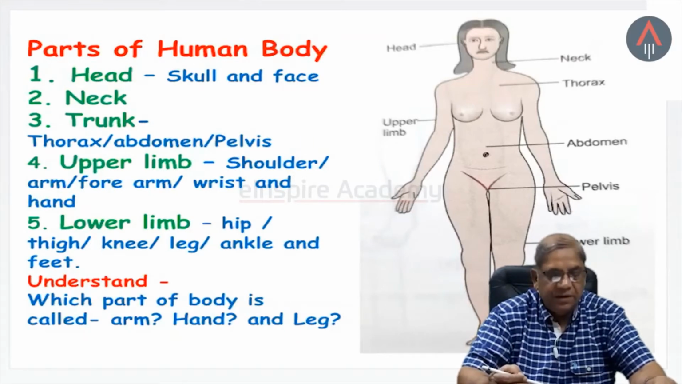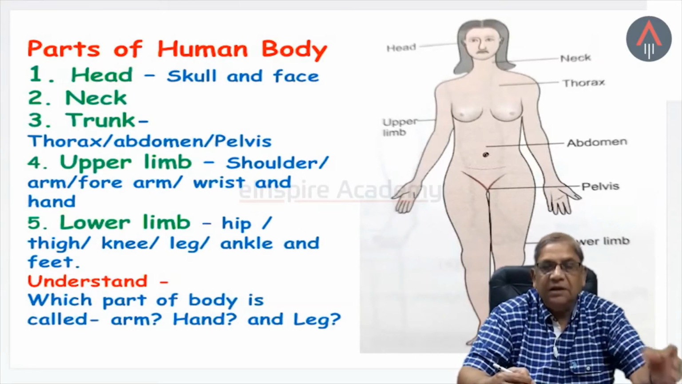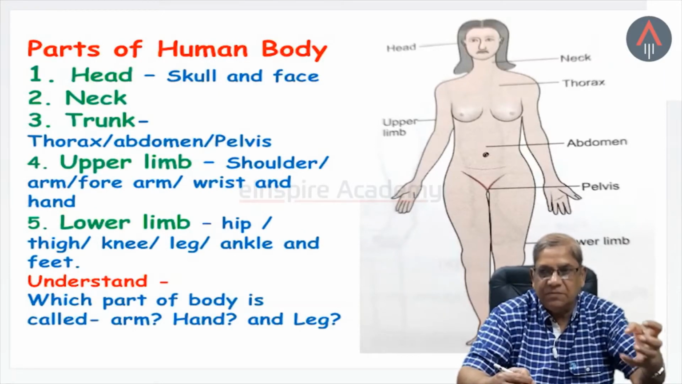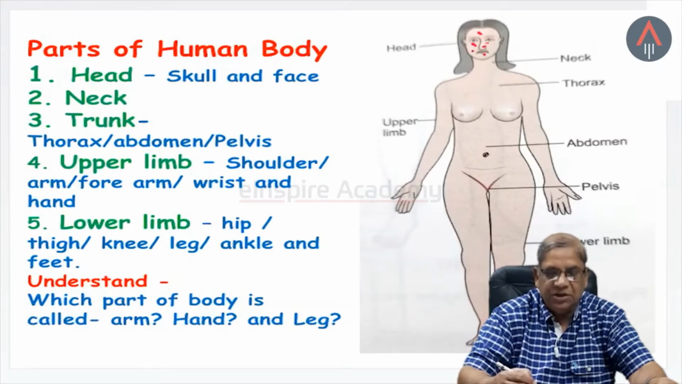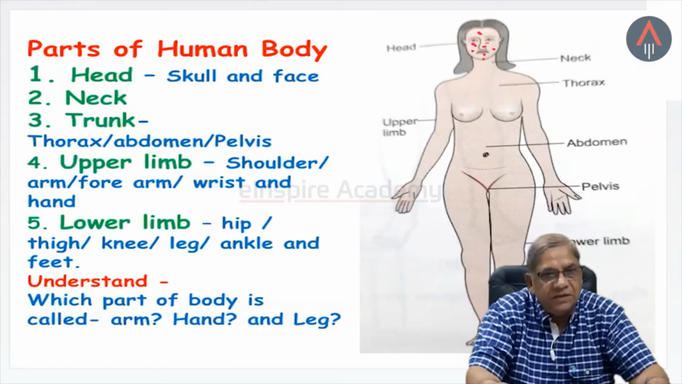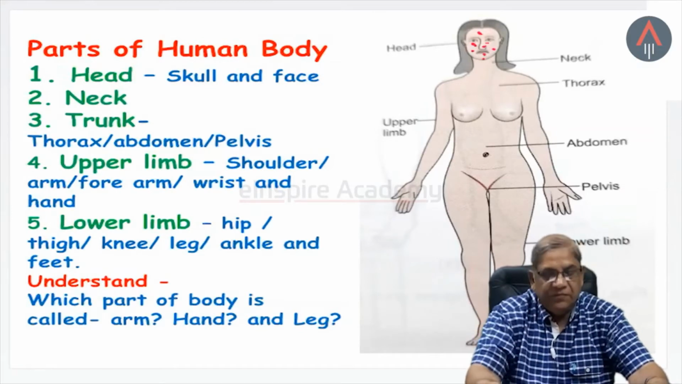The human body has a head. The head consists of the skull, that is the brain box in which the brain is enclosed, and then there is the face. So there is a head and the face, and the face has various parts. For example, this is the forehead, these are the eyes, nose, then lips, the cheek and the chin. These are the various parts of the face.